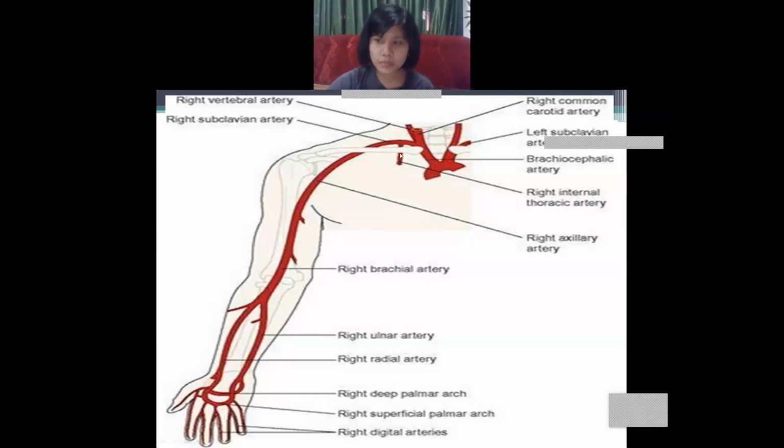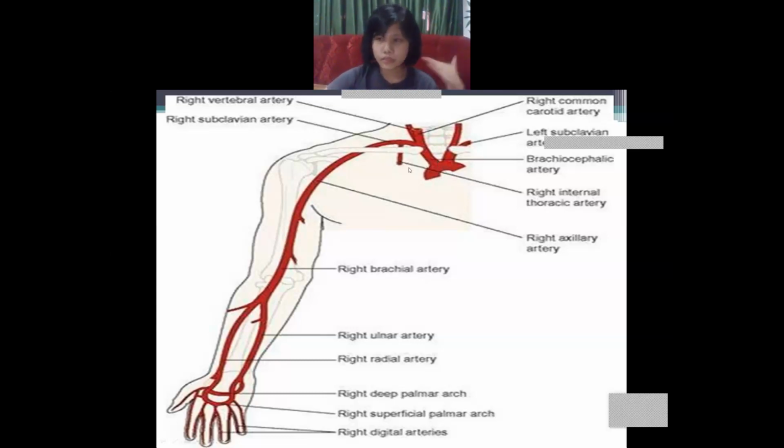First, let me just discuss the names. So this is the internal thoracic artery. This one, this side, is the brachiocephalic artery. The brachiocephalic artery joins the arch of the aorta. This is the heart, right? And arch of the aorta means, suppose this is the heart, and it arches in this way, so it will join like that. This one is the brachiocephalic artery.